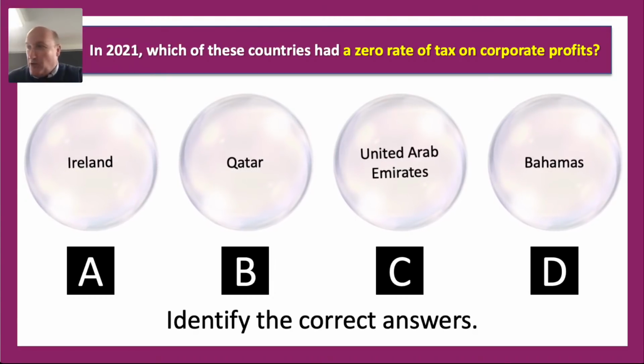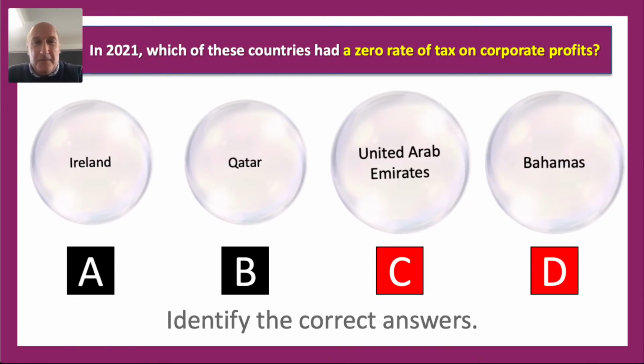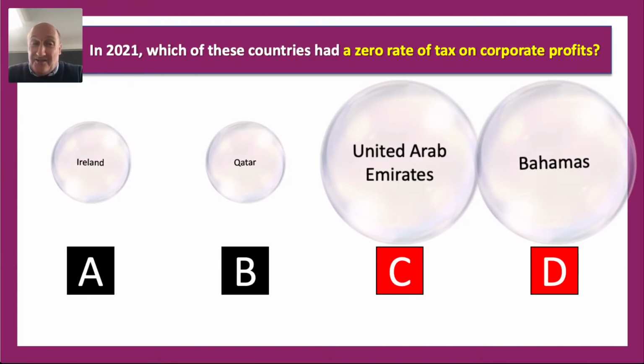What do we reckon? Okay, answers coming through. Freddie thinks D. Alex and Fatima both think B and C. And Seth thinks B, C, D. That's interesting. Let's look at the answers. The answer is C and D.